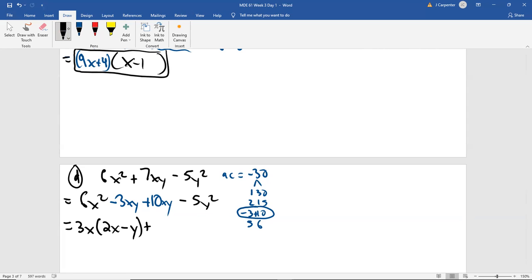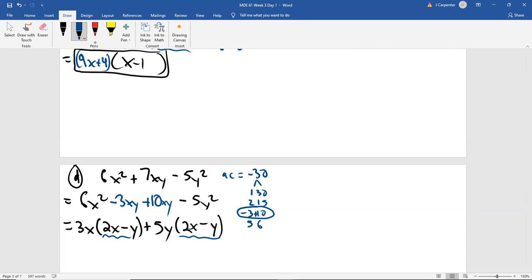GCF. Between 10 and 5, we can pop out a 5. Between x, y, and y squared, we can take a y. You can't take any x's because this one doesn't have any. You can't take y squared because this only has 1. Open a parentheses. I'll bet you $1 million this is going to be 2x minus y. 10 divided by 5 is 2. X divided by no x's leaves it. Y divided by y cancels. Minus 5 divided by 5 is 1. Y squared divided by y is y. There we go.